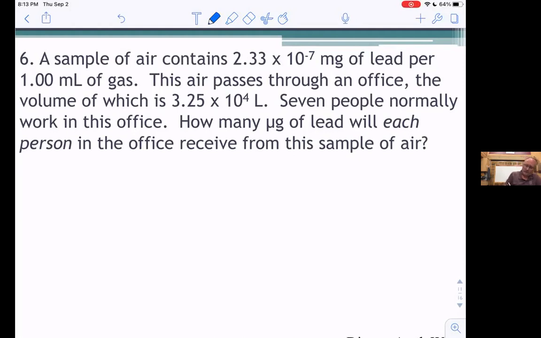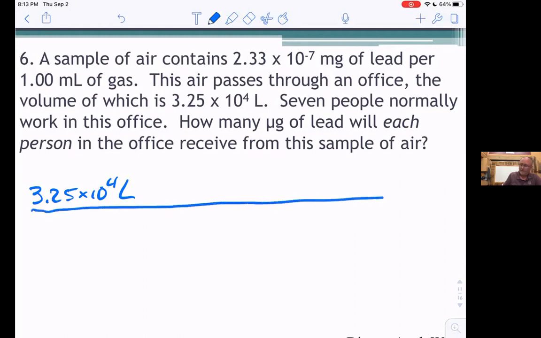So instead, what I'm going to do is take the volume of the office, the 3.25 times 10 to the 4th liters, which is how much it is for the office. That's how much of the volume is there. Now you could divide that right away by the 7 people, like 3.25 times 10 to the 4th liters per every 7 people. That would be totally fine. But I'm just going to do it at the end. So anyway, they tell you that volume.